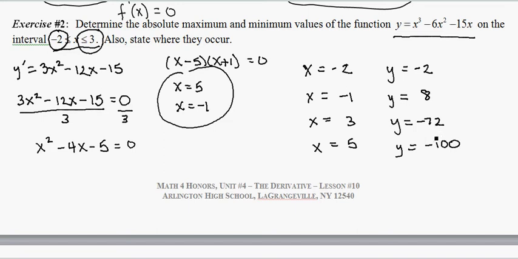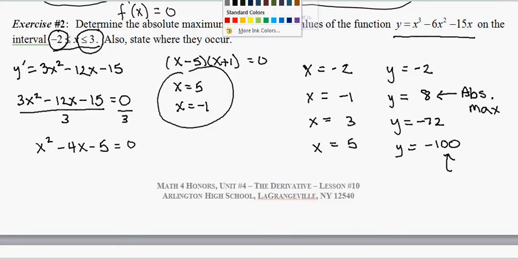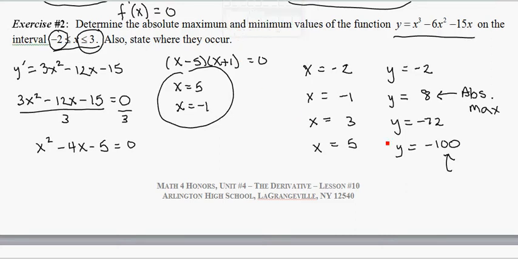Or is it? A lot of students will look at this and they'll say, alright, the absolute maximum is y equals 8. And you know what? There's no question. That is the absolute maximum. It's the largest y value. But then a lot of people will look at this and say, the absolute minimum is negative 100. Think for a moment why that's not the case. Alright, hopefully you realize that this is not the absolute minimum because x equals 5 is not on our interval. That is a really, really crucial thing to realize.